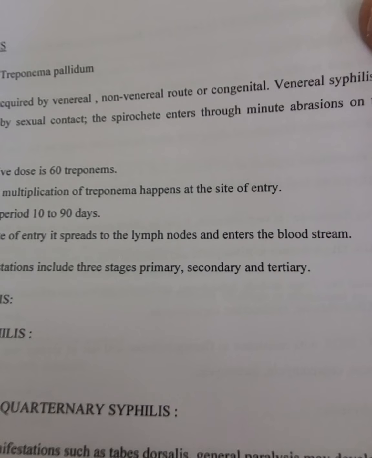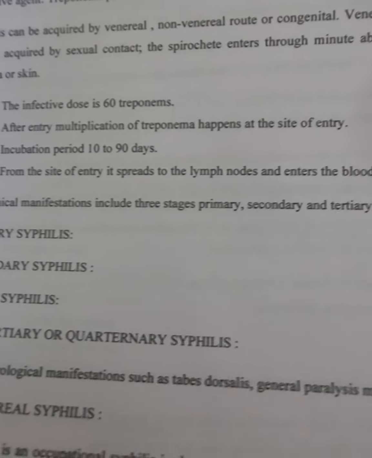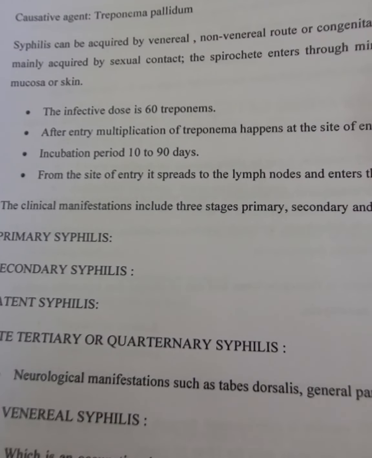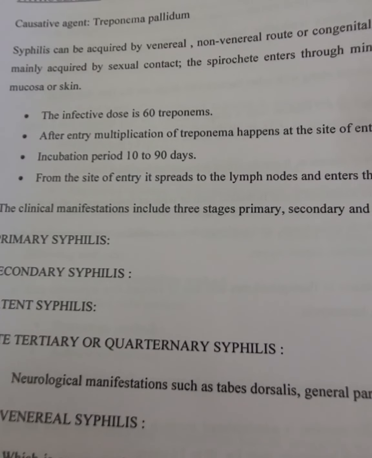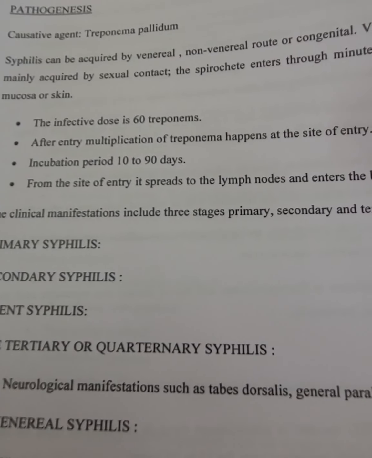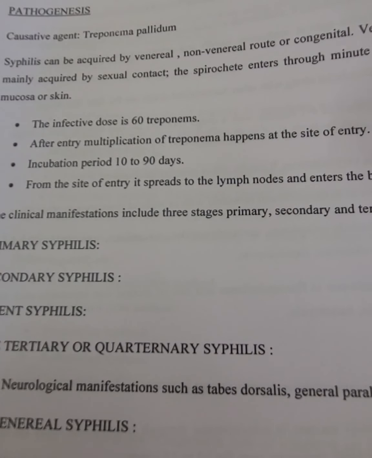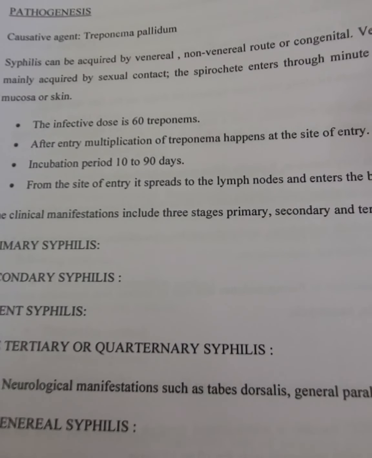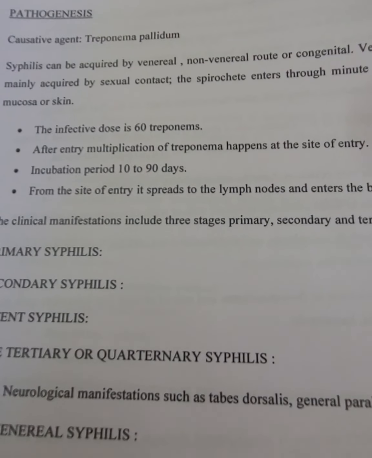Spirochete enters through minute abrasions on the genitals. The infective dose is 60 treponemes. After entry, multiplication of treponema happens at the site of entry. Incubation period is 10 to 19 days. What is incubation period? It is the time between entry of the organism and development of clinical signs and symptoms.